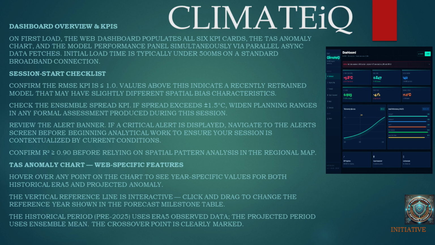The TAS anomaly chart, web-specific features. Hover over any point of the chart to see year-specific values for both historical ERA5 and predicted anomaly. The vertical reference line is interactive. Click and drag to change the reference year shown in the forecast milestone table. The historical period, pre-2025, uses ERA5 observed data. The projected period uses the ensemble mean. The crossover point is clearly marked.